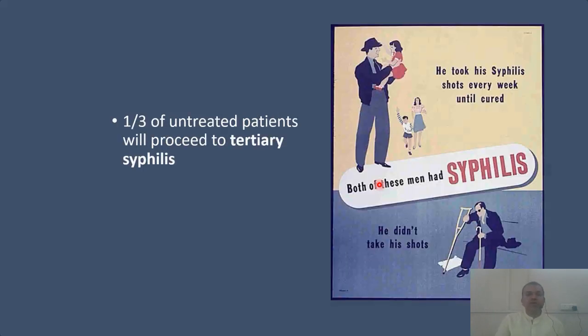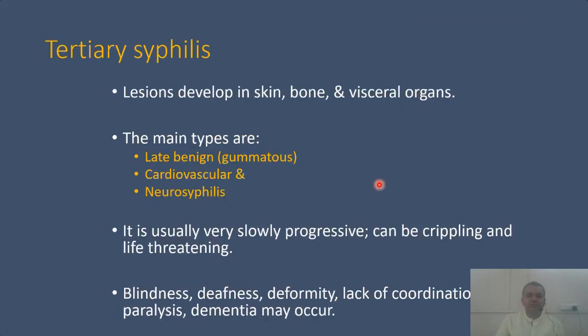Then, as I already told you, one third of untreated patients land up in tertiary syphilis, and there may be a relapse. Also, there may be a relapse of the secondary type of syphilis. But if the patient takes treatment within the primary or secondary phase, then definitely there will be a total cure of the disease in the right time.